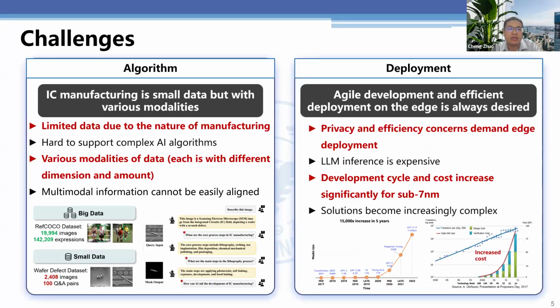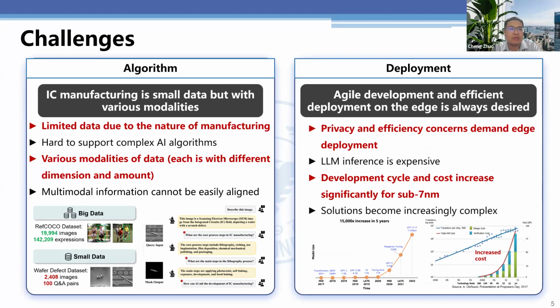The first one is that IC manufacturing is actually small data. This is a common issue met in many industrial domains. The amount of data is very small. Meanwhile, we want something that is smarter than the human being. So this is actually a conflict.